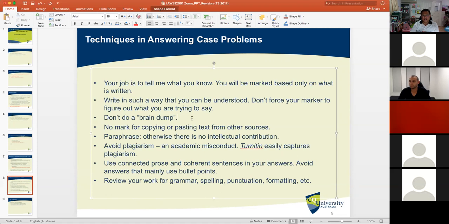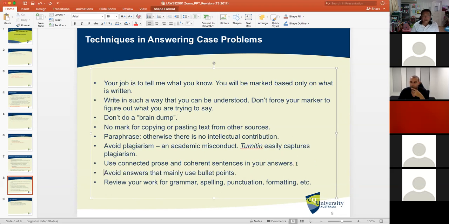As well, use connected prose and coherent sentences in your answers. Sometimes it's like, this is what is being discussed, and all of a sudden there's a new train of thought which is unconnected. They're kind of disjointed. It's as if there's a very incoherent argument going on. Just look at that. Make sure that your answers are readable, easy to read, understandable. Certainly avoid answers that mainly use bullet points. And please review your work for grammar, spelling, punctuation, and formatting.